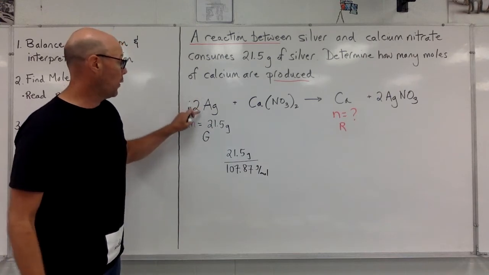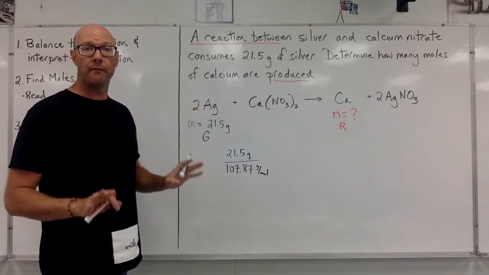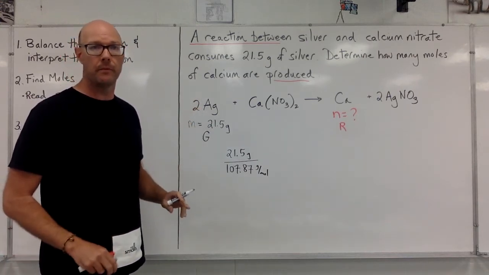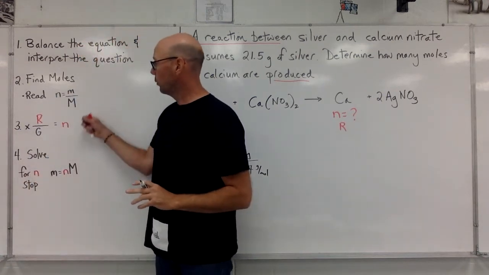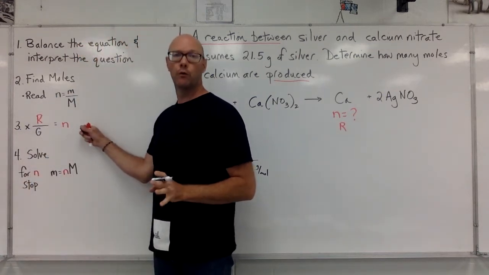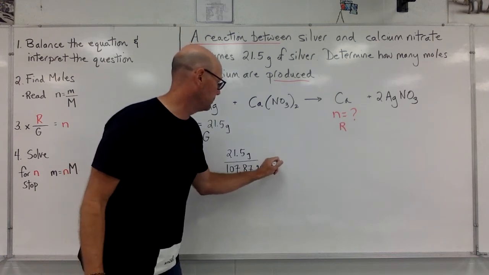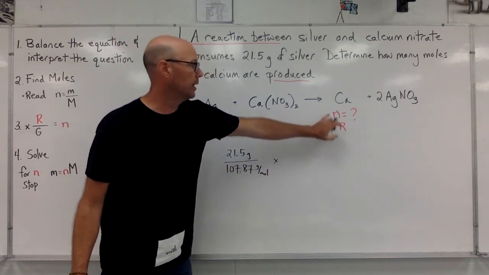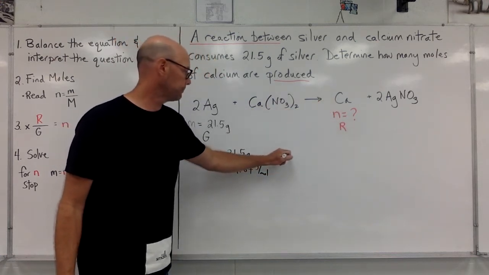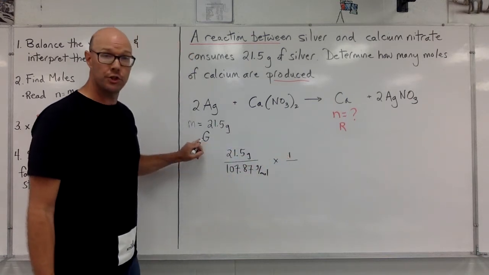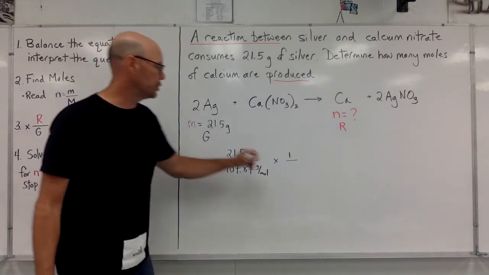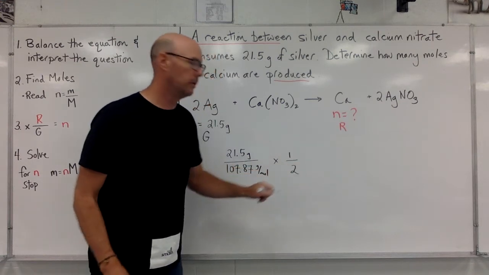Again, this coefficient at the front here has no effect on the molar mass. After we have that, we're going to multiply by R over G. Here's the R, it's balanced with a 1. Here's the G, balanced with a 2. R over G, 1 over 2.